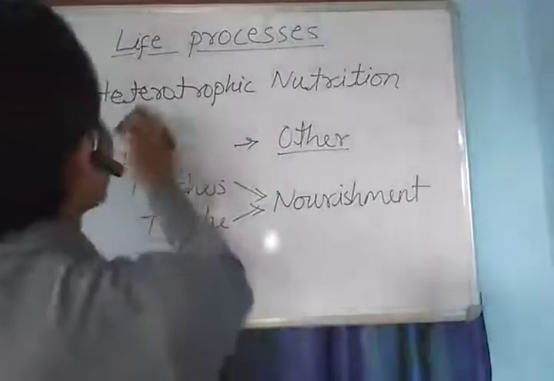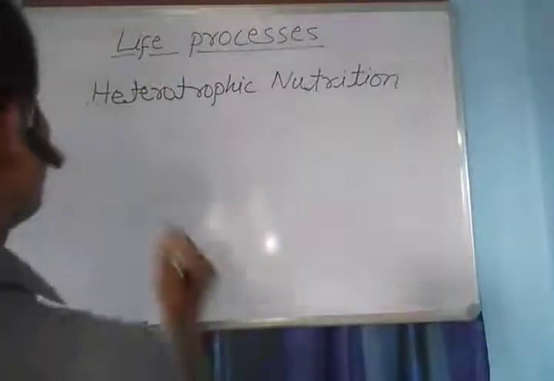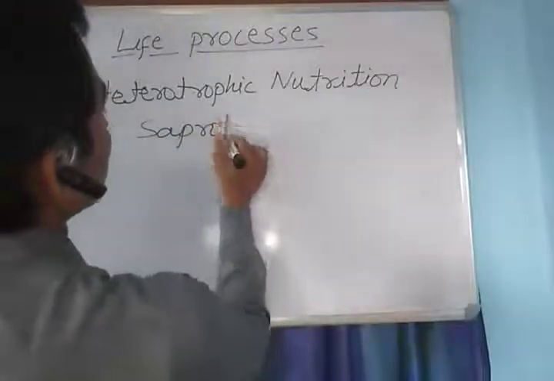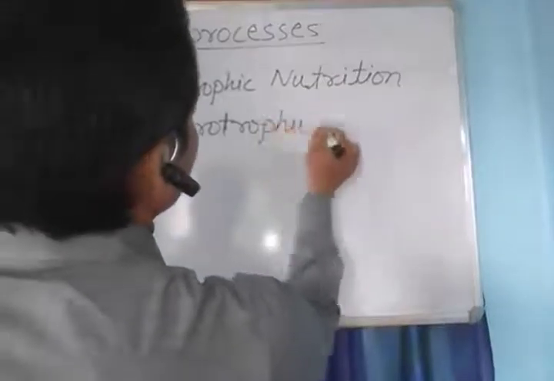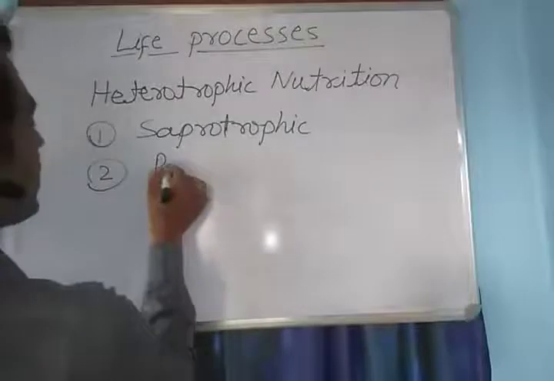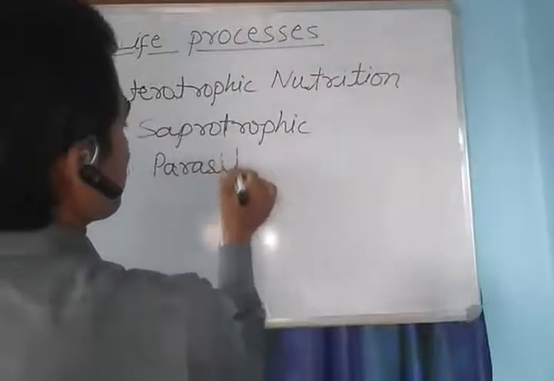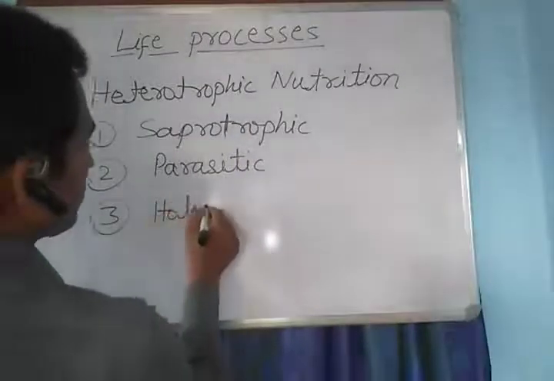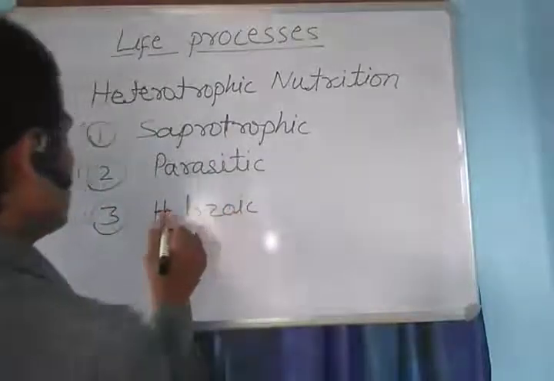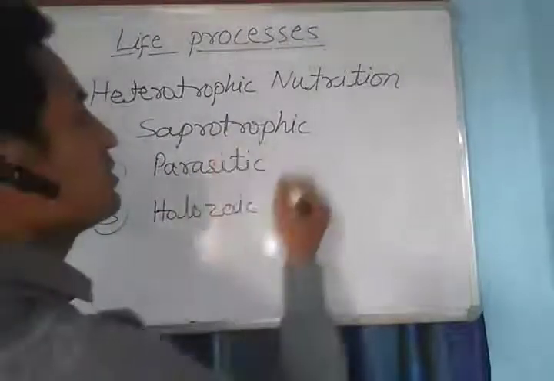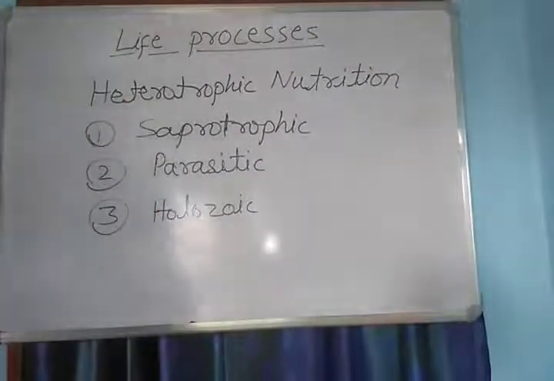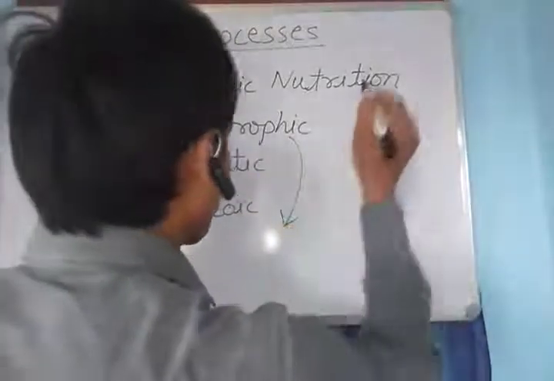Heterotrophic mode of nutrition is divided into three types. The first one is saprotrophic, the second one is parasitic, and the third one is holozoic. We shall know separately about every mode of nutrition. So let's come first to the saprotrophic mode of nutrition.